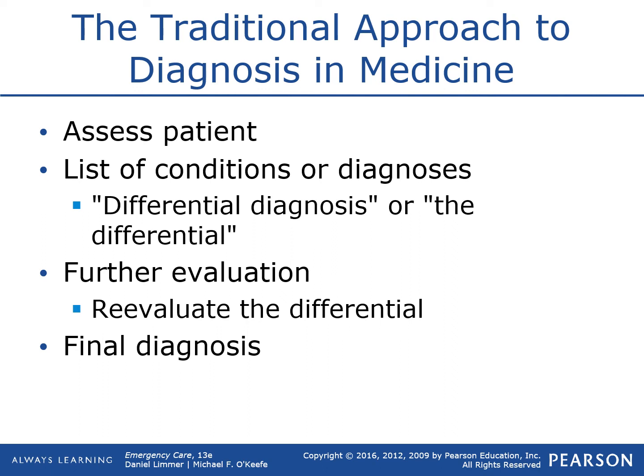So you have to then widen your differential, because you said, okay, well, I treated this one that I thought it was, and say their blood sugar came up to 80, which is a normal range, but you don't see a change in patient status.